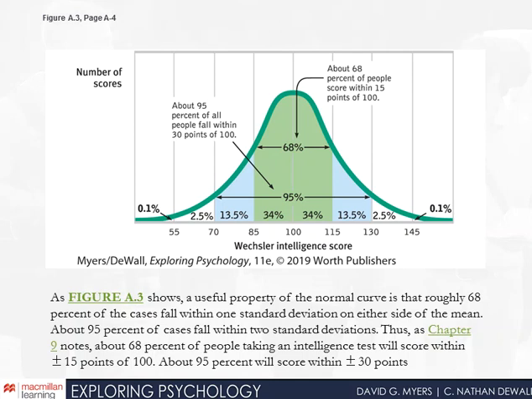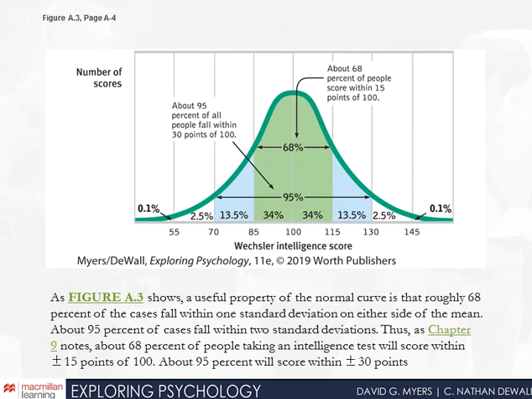Now let's look at this normal distribution here. Figure A3 shows a useful property of the normal curve: roughly 68% of the cases fall within one standard deviation on either side of the mean. So you can see in the middle of this bell curve here, we have 68%. So 68% of the scores tend to fall here in a normal distribution.